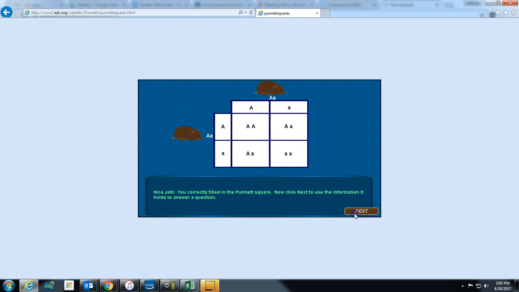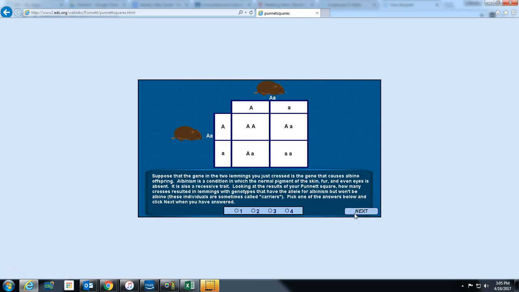So we are correct. Suppose that the gene in the 2 lemmings you just crossed is the gene that causes albino offspring. Albinism is a condition in which the normal pigment of the skin, fur, and even eyes is absent. It is also a recessive trait. Looking at the results of your Punnett square, how many crosses resulted in lemmings with genotypes that have the allele for albinism but won't be albino? These individuals are sometimes called carriers.